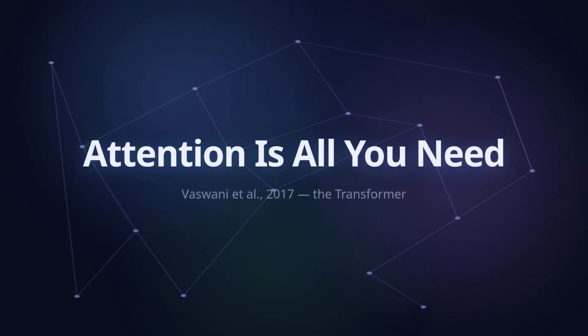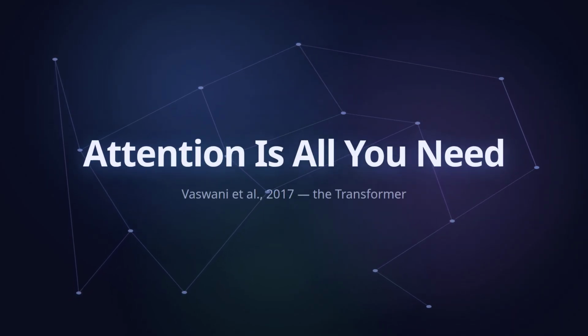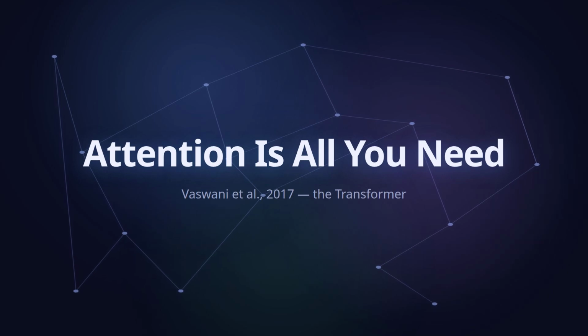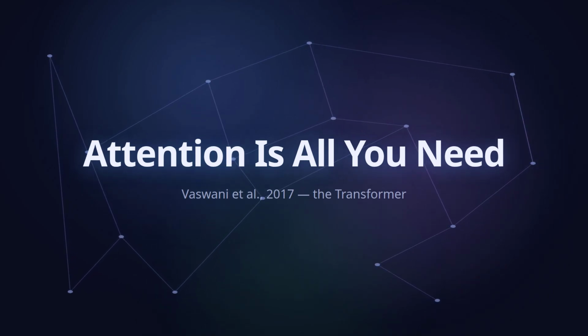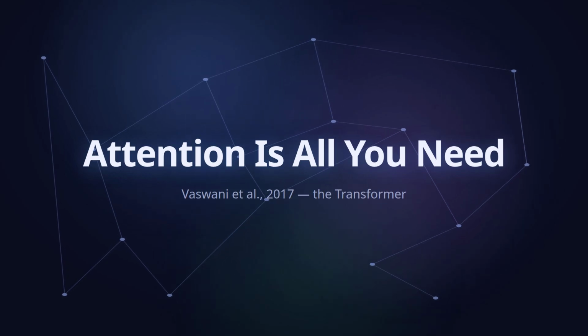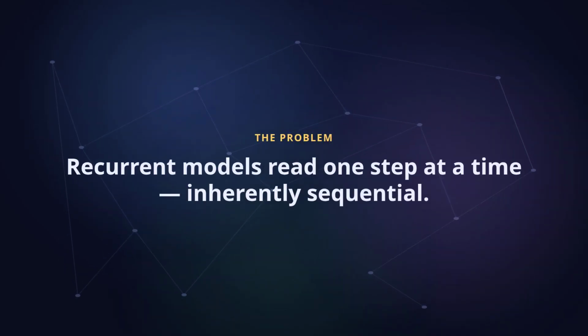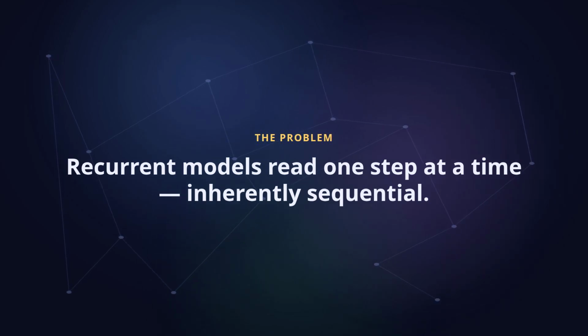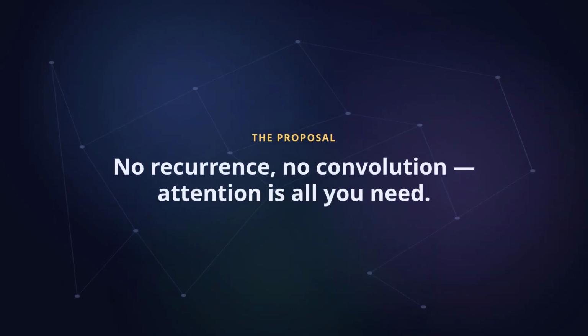Attention is all you need. The 2017 paper that introduced the transformer, the architecture behind nearly every large language model today. The dominant sequence models of the time were recurrent. They process a sequence one step at a time, and that sequential nature blocks parallelization and makes learning long-range dependencies hard. This paper proposes dropping recurrence and convolutions entirely.